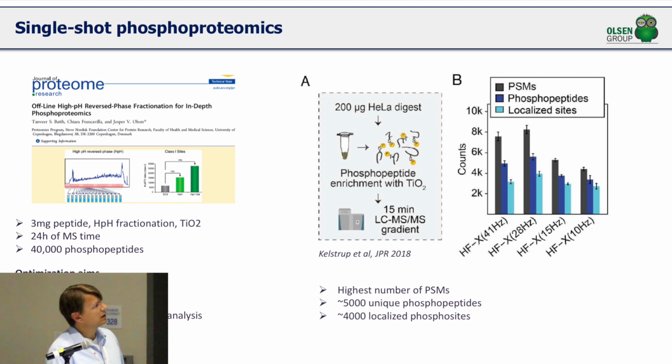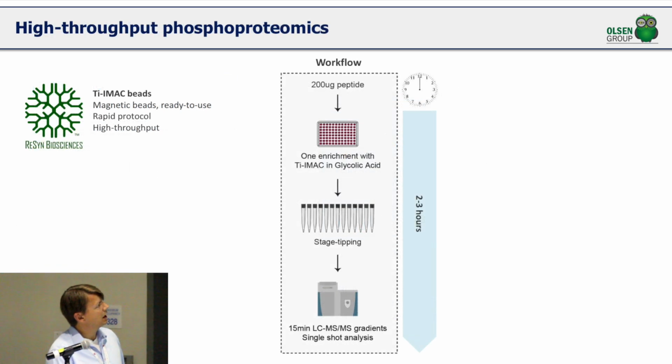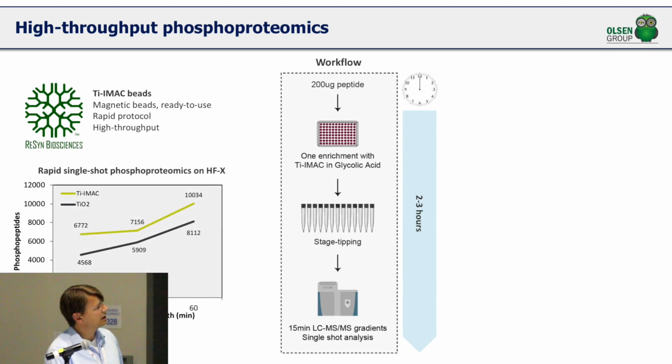So we worked a little bit more on the high-throughput system, such that we can now do it in a 96-well format using these titanium IMAC magnetic beads, which seems to be superior to our normal titanium dioxide, in that we can now identify more than 10,000 phosphopeptides in just 60 minutes of analysis time.